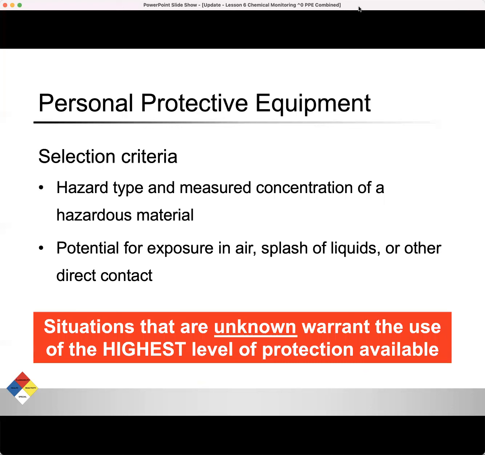Selection criteria. In general, this is the things we need to know before we can pick our PPE. The hazard type and the measured concentration of the hazardous material. Also, the potential for exposure in the air, a splash of liquids, or other direct contact. Situations that are unknown warrant the use of the highest level of protection available. So, if you do not know what material you're using, what chemical is present, and you don't know its measured concentration or the potential for exposure, you need to use the highest level of protection available.